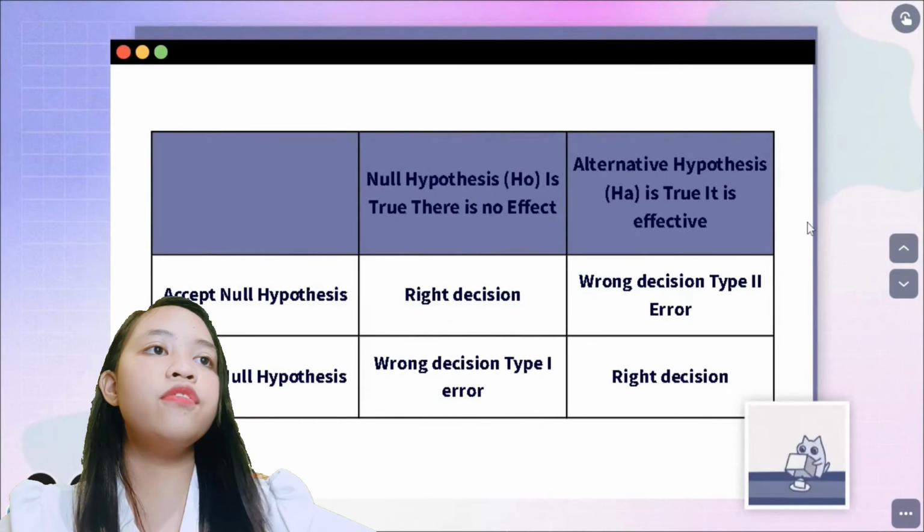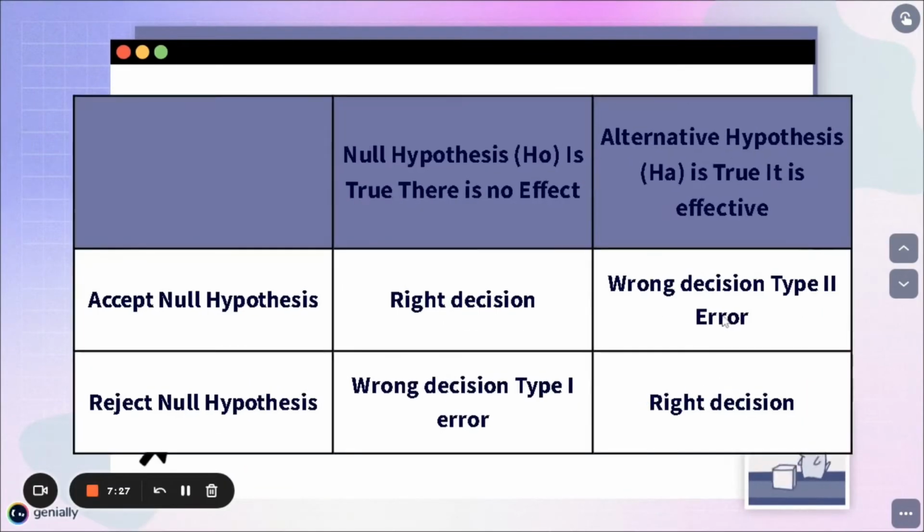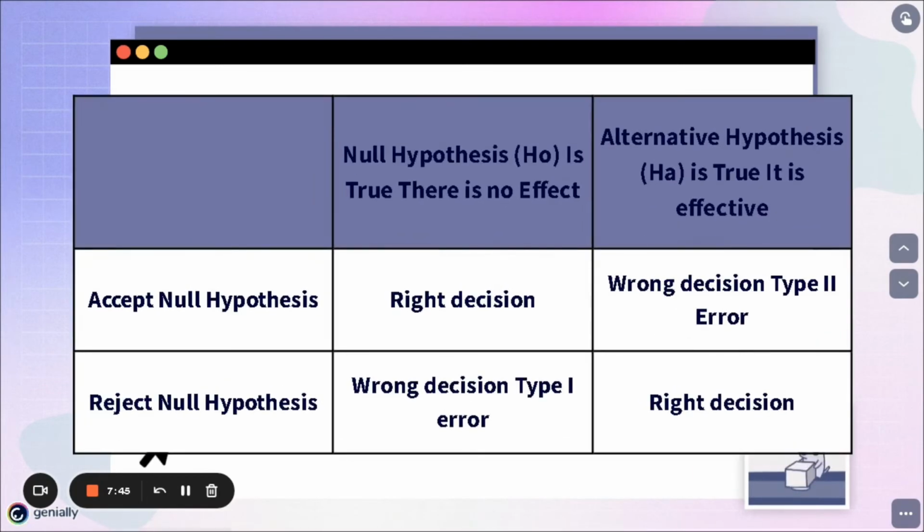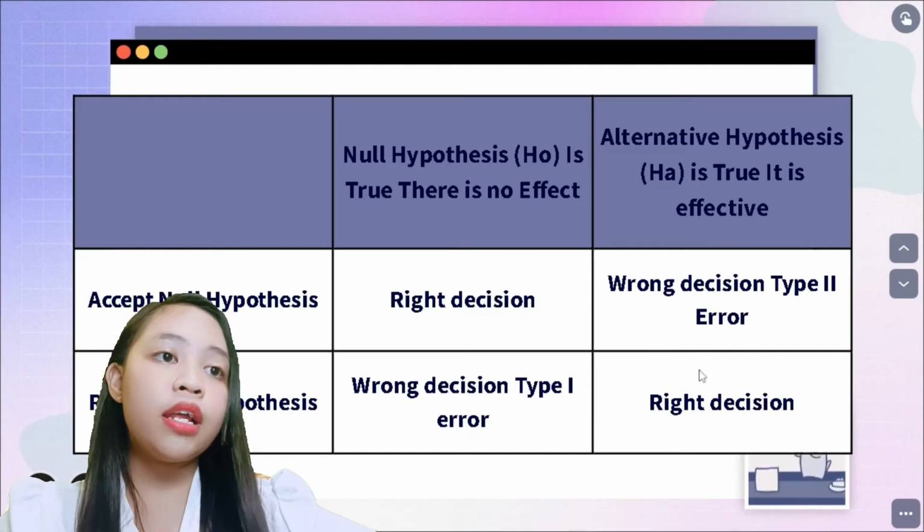Here is the graph for example number 1. The null hypothesis is true, there is no effect. To accept the null hypothesis is the right decision, while to reject the null hypothesis is a wrong decision, type 1 error. While the alternative hypothesis is true, it is effective. To accept the null hypothesis is a wrong decision, type 2 error. To reject the null hypothesis is the right decision.